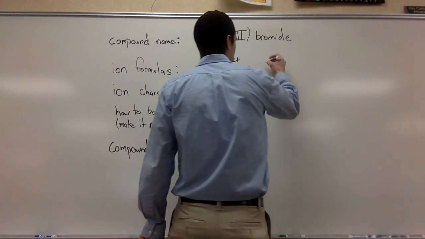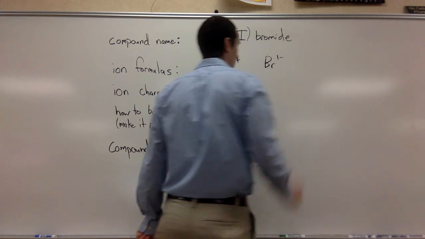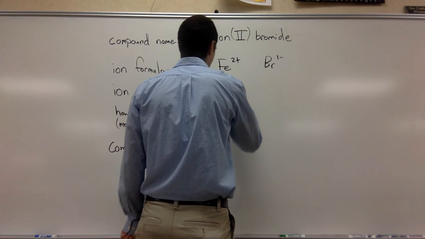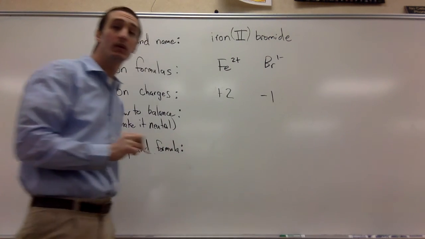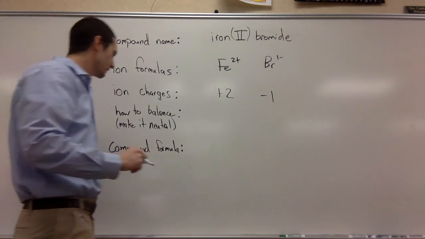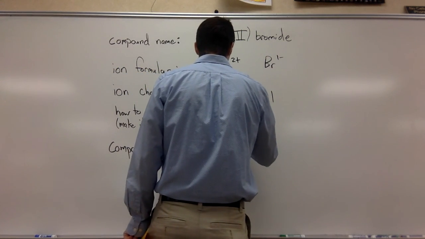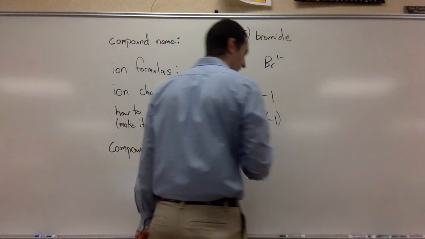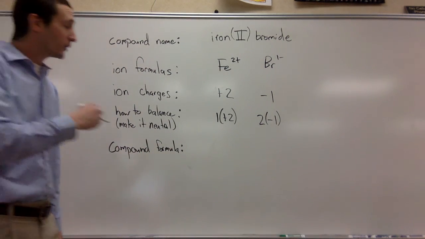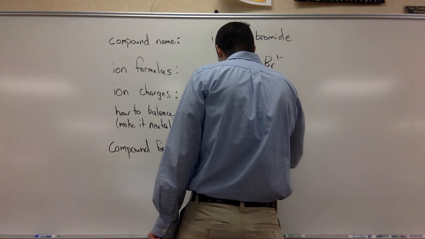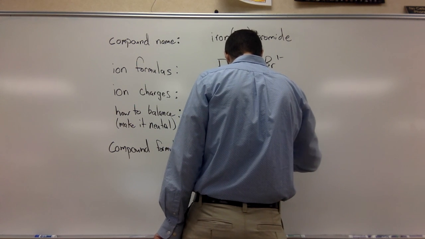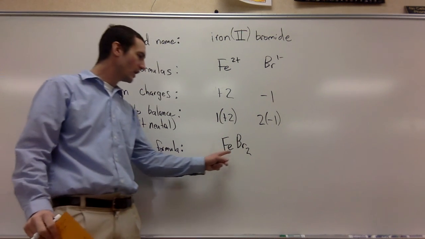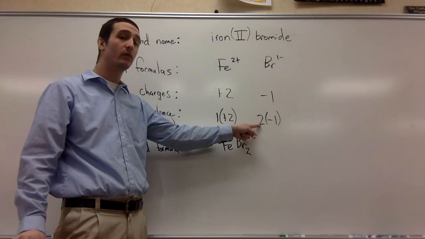And then bromide is -1. And so again, once you see what those charges are, it should be pretty straightforward to determine what the formula is. We need 1 of the +2s, and we need 2 of the -1s. And so the formula for iron(II) bromide is FeBr2. And again, we need 2 of the ion with a -1 charge.